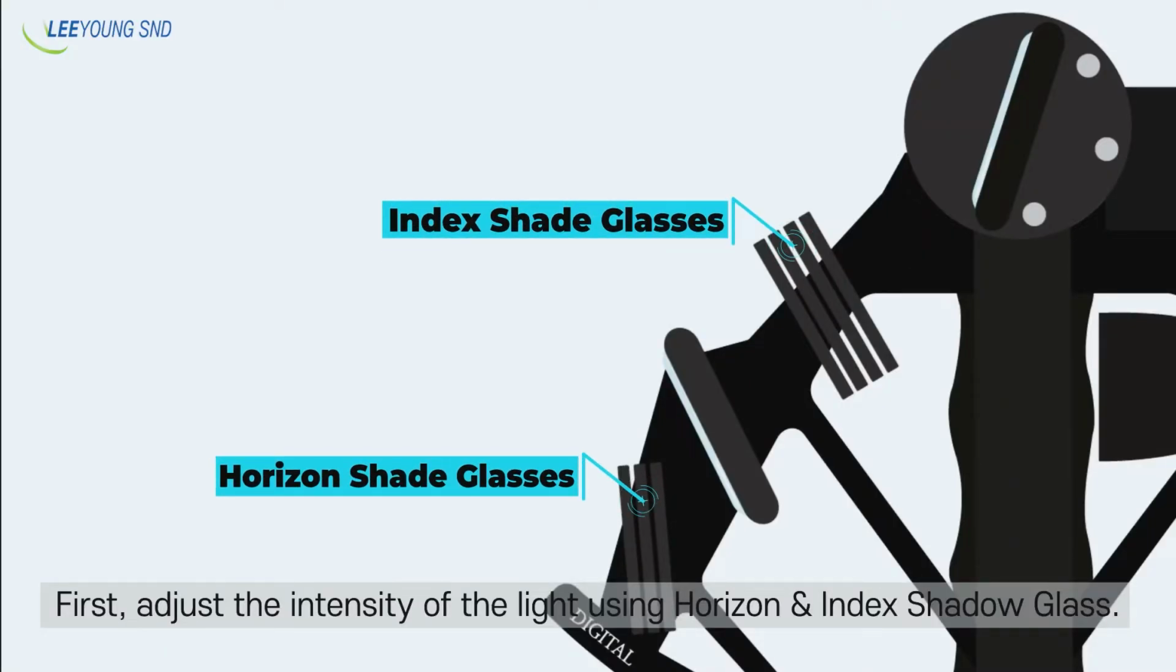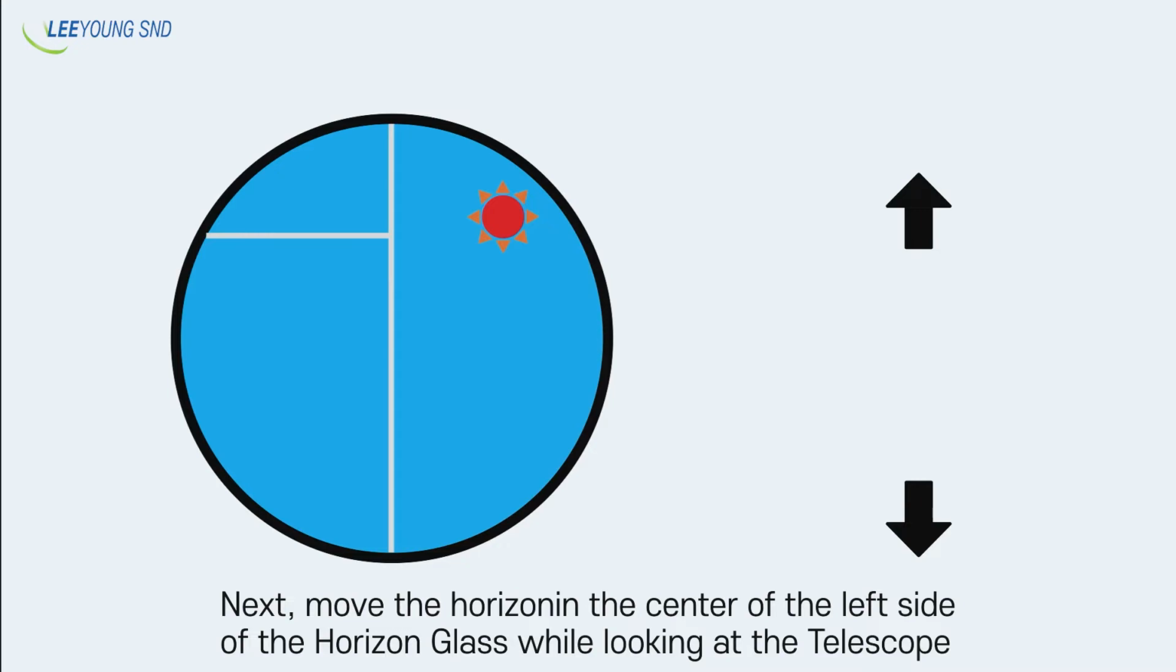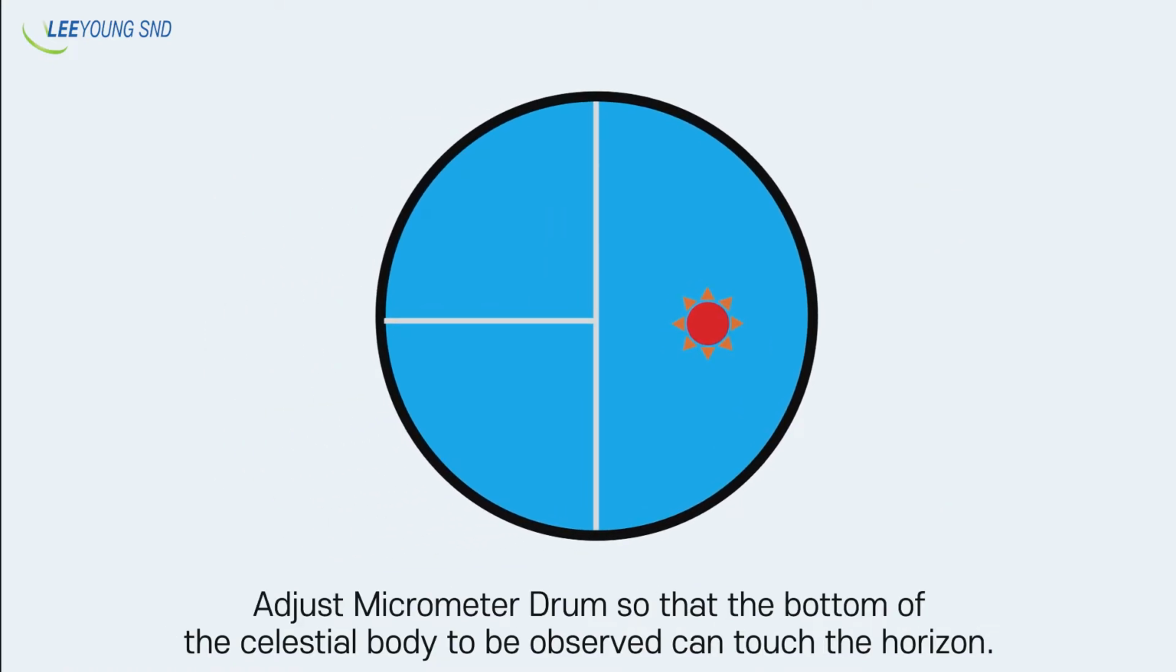First, adjust the intensity of the light using the horizon and index shade glasses. Next, move the horizon to the center of the left side of the horizon glass while looking through the telescope. Then, move the index arm with the release lever and place the celestial body to be observed on the right side of the horizon glass. Adjust the micrometer drum so that the bottom of the celestial body to be observed touches the horizon.